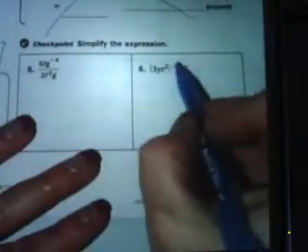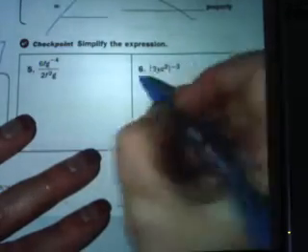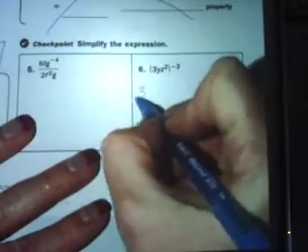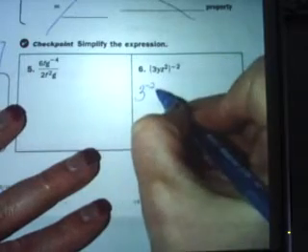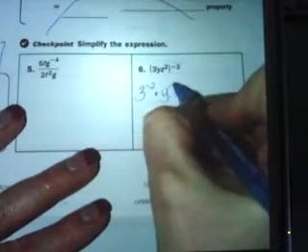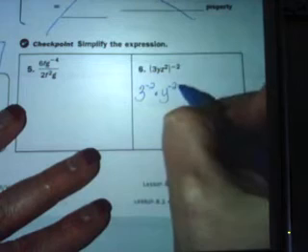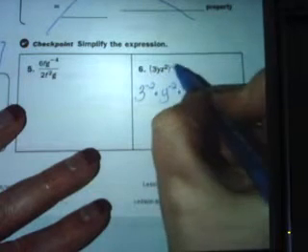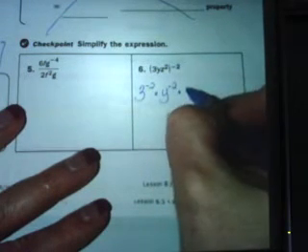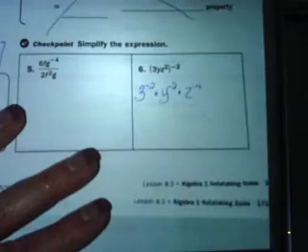Let's do one more checkpoint here. Let's do number 6. You see I have a power of a product, so when I distribute, I'm going to have 3 to the negative 2 times y to the negative 2 times power to a power. I have to multiply, so that becomes z to the negative 4.